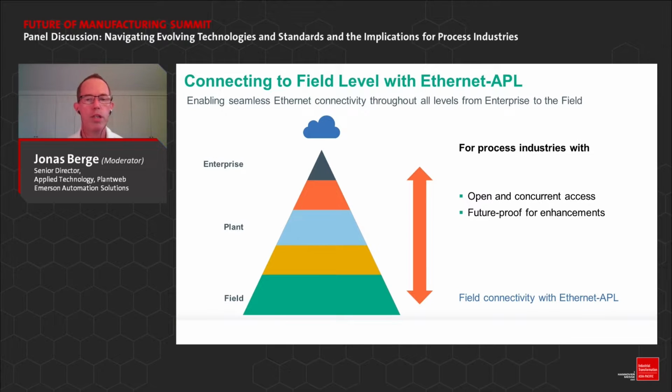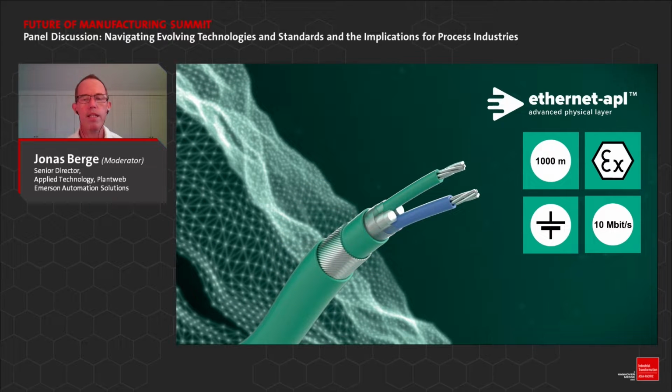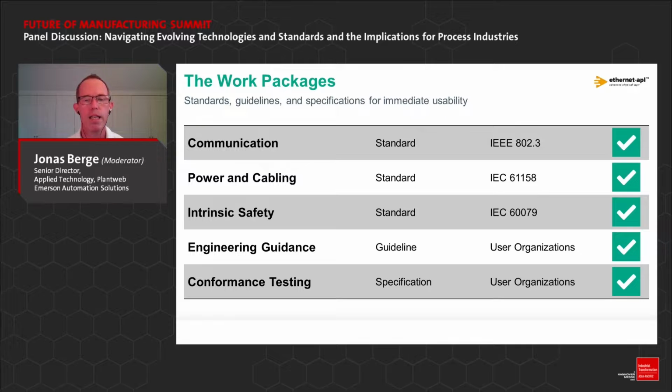So really now what we're doing with Ethernet APL is providing this capability, two-wire Ethernet in the field for the instrumentation. So Ethernet APL can run 1,000 meters. It's intrinsically safe, provides two-wire power, and can run as fast as 10 megabit per second to enable new applications. And it's based on IEEE standards, just like regular Ethernet, but with a new twist.